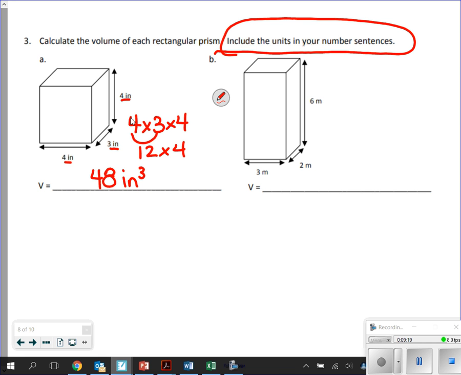Sheldon! Did he say it right? 36 what? No inches on there. What is that? Meters. Cube. We all say 3, you say cube. Meters to the third power. Cubed.